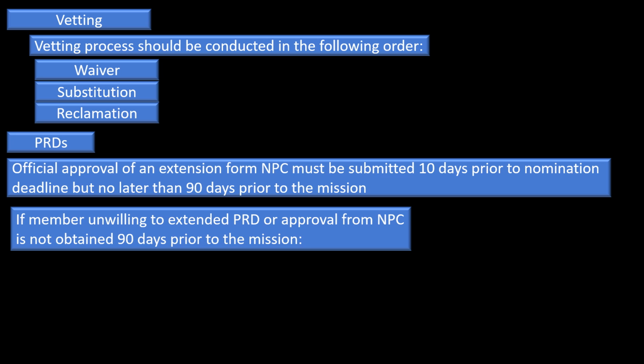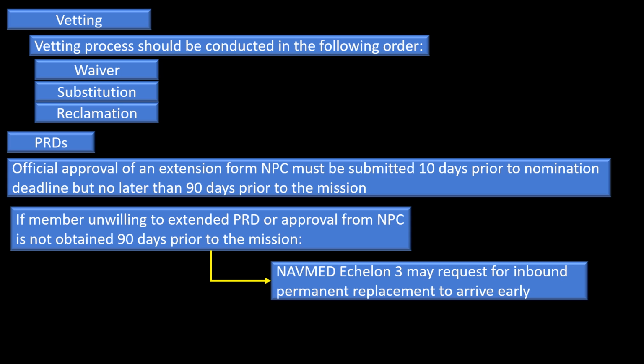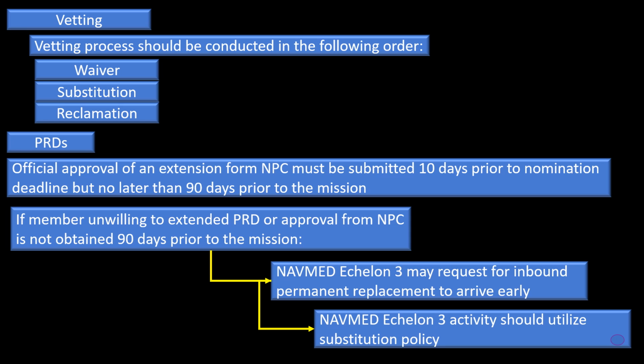If a member is unwilling to extend their PRD, or approval from Naval Personnel Command is not obtained 90 days prior to the mission, well, we have to do some things. The NAVMED Echelon 3 may request for the inbound permanent replacement to arrive early. So if this person's PRD doesn't meet it, there should be somebody inbound with the same platform, and the Echelon 3 can request to see if that inbound person can come early and fulfill that requirement. NAVMED Echelon 3 activities should utilize a substitution policy if that doesn't work. So if we can't get a replacement to arrive early, we're going to look into the substitution policy, which we'll talk about in the slides to come.